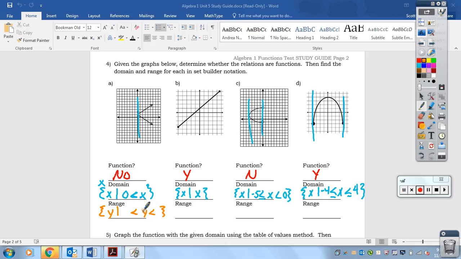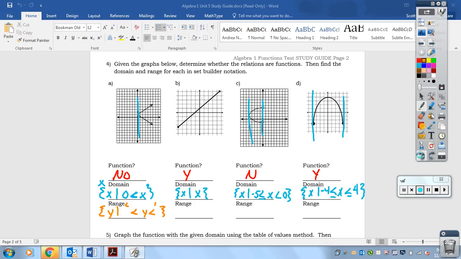Again, the opening is on the right. Now this is not left and right, this is low to high. Left to right, low to high. It's low to high because the range is down and up.